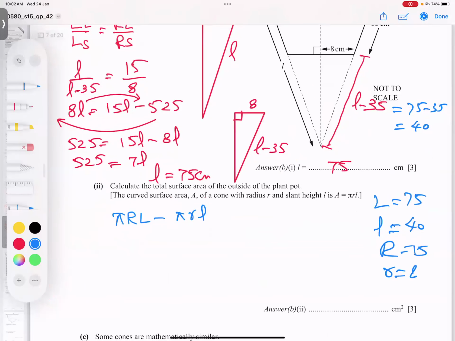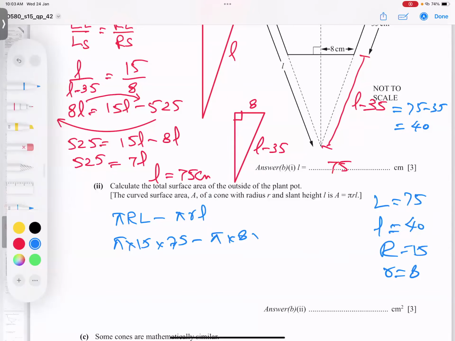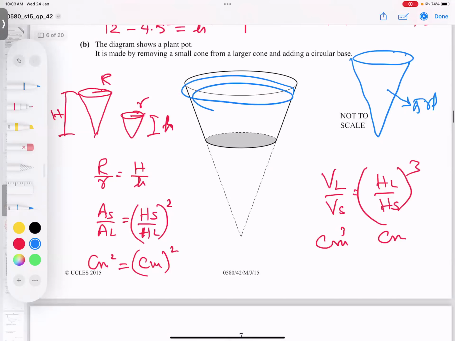Smaller radius is 8. Just plug in and get the curved surface area. So this is giving us pi, big R is 15 and capital L is 75, and small r is 8, small l is 40. In this way, in this whole working, what will I get? I will get this part only, the curved part only.